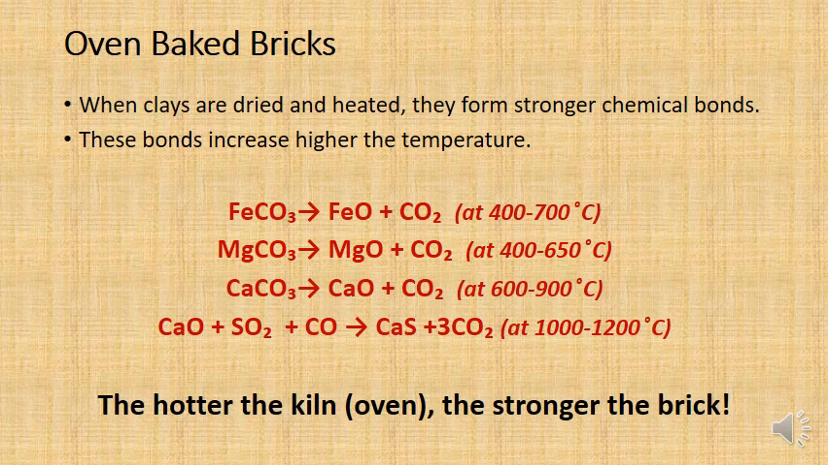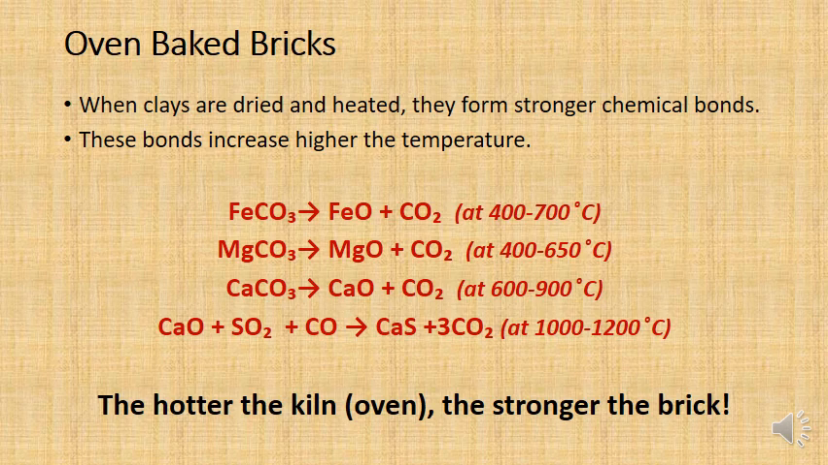Then that calcium oxide, at a really high temperature, will react with sulfates in the air. That's found in the clay as well, and it forms calcium sulfites, and those bonds are really strong, and that happens at over 1000 degrees Celsius. Now this is not exhaustive of all of the chemical reactions that take place in oven clay bricks. This is just a selection. I think there's probably hundreds of different reactions that take place, but I'm not going to test you on this.